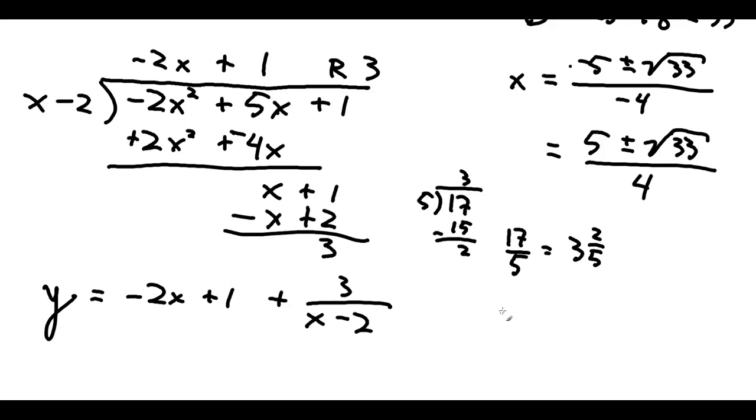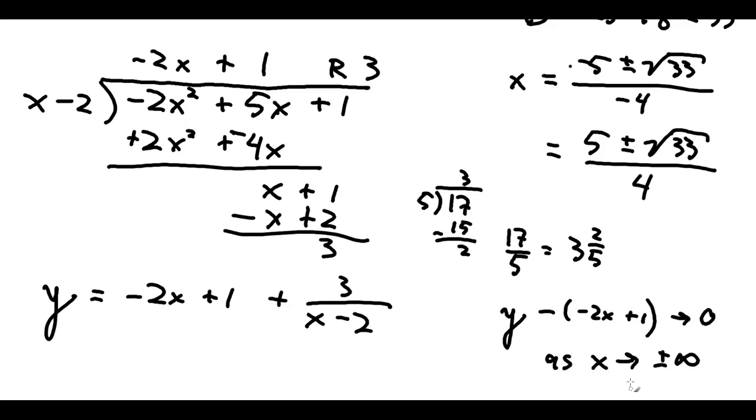Another way of saying that is that if we take y minus the function negative 2x plus 1, that difference approaches 0 as x approaches plus or minus infinity, right? Or you could write that as a limit. The limit as x approaches plus or minus infinity of this thing equals 0.